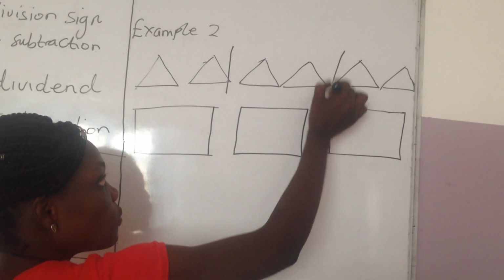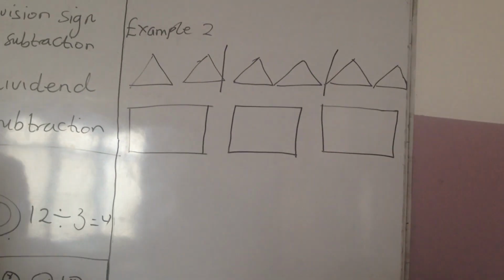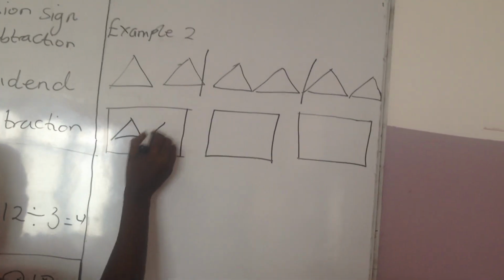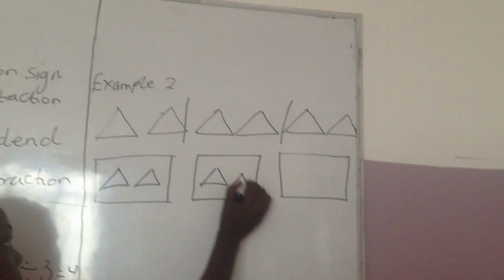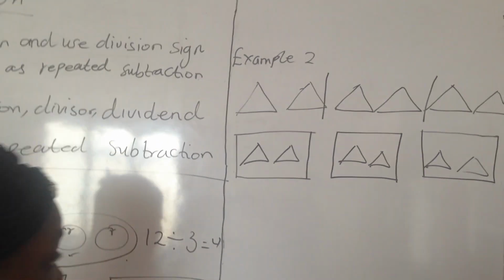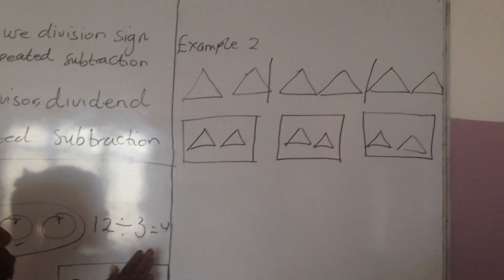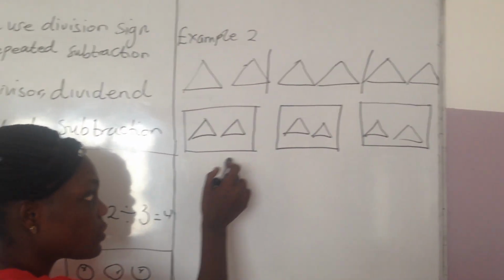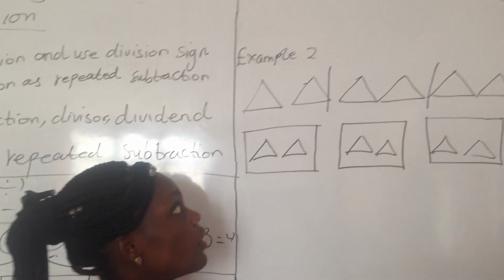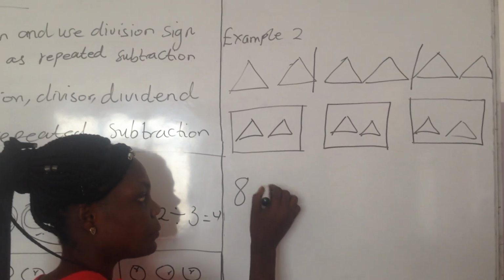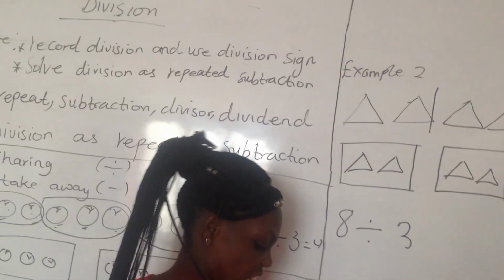Since we've grouped them, we are going to put them in the boxes. Each box has 2. Now, how many groups are here now? Since we group them in 2, we have how many boxes? 1, 2, 3.